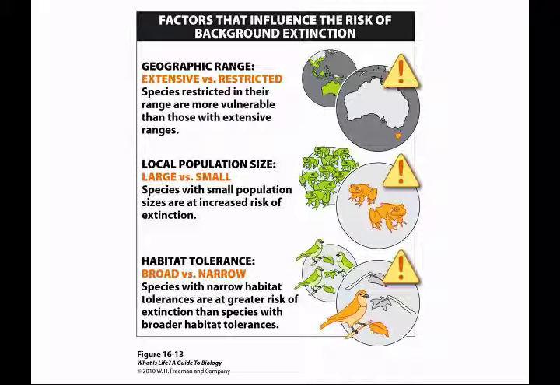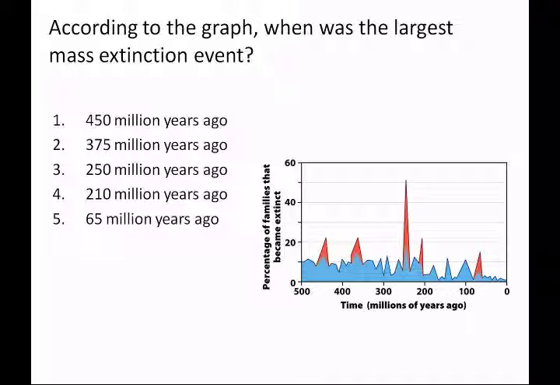So the factors that influence extinction: geographic range, how much they can spread out; the population size, how big it is or how small it is; and then habitat tolerance, whether it can tolerate fluctuations or whether it has to be stable or they'll go extinct. So if I were to ask you a question like this, when was the largest mass extinction event?